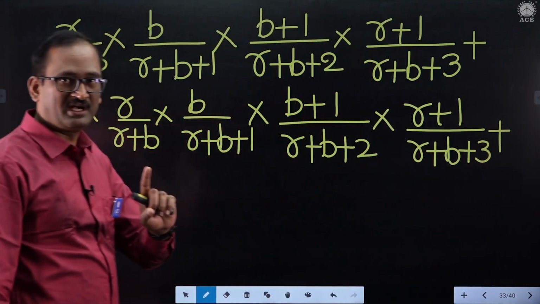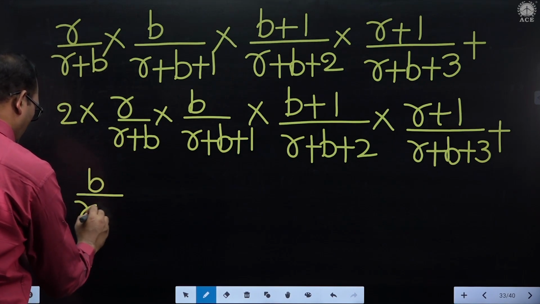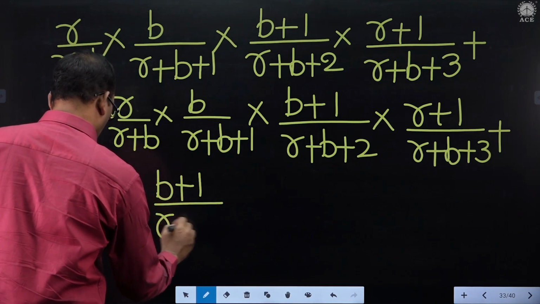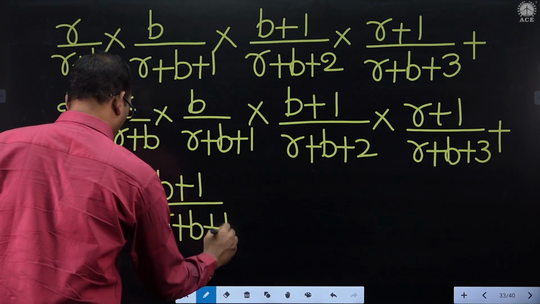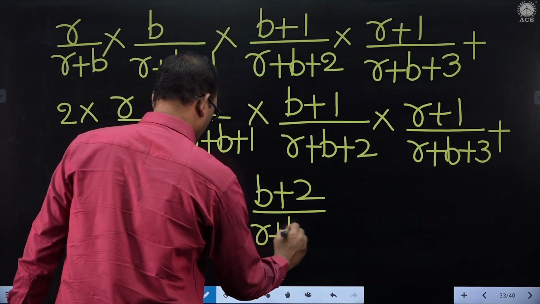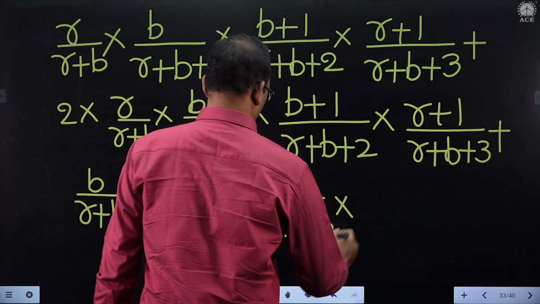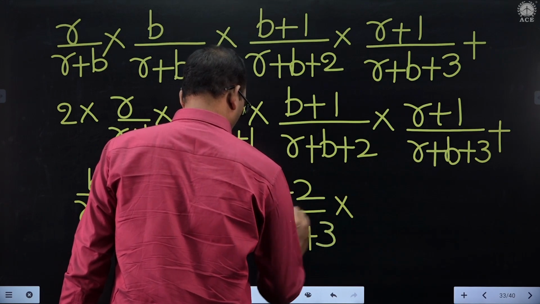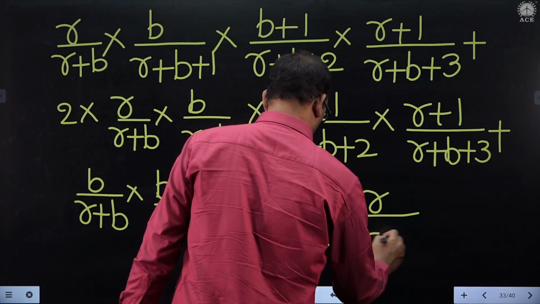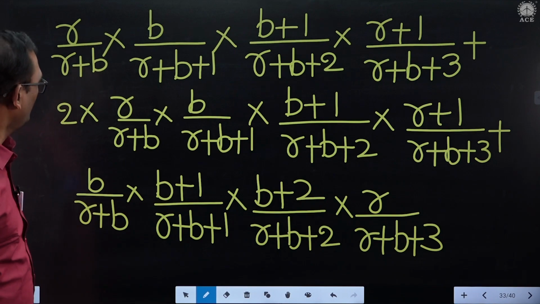Last bracket as it is, that is B by R plus B, B plus 1 by R plus B plus 1, B plus 2 by R plus B plus 3. Fine, this is 2. R by R plus B plus 3. Now please do observe.